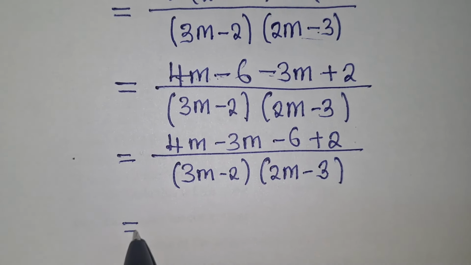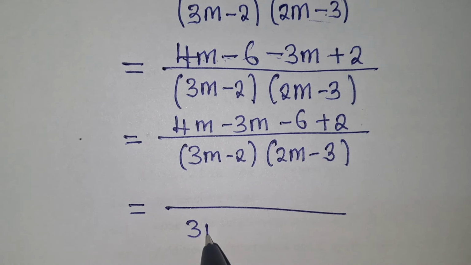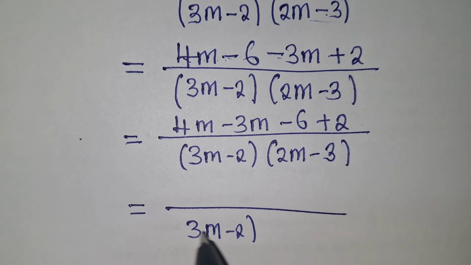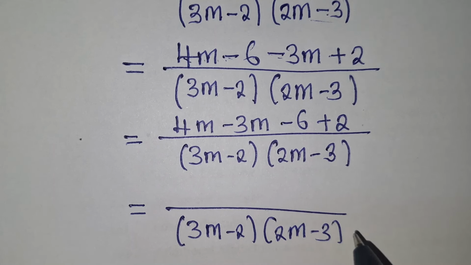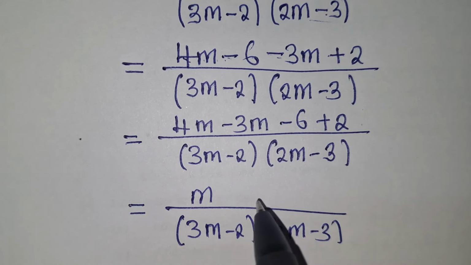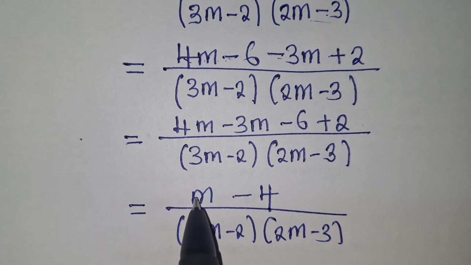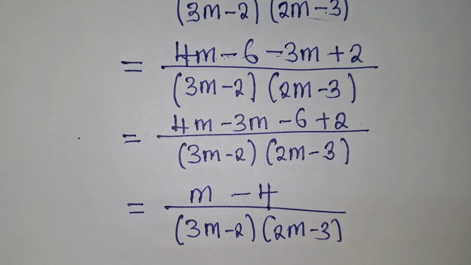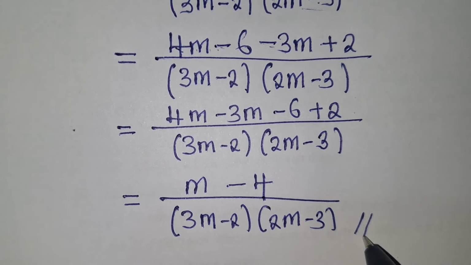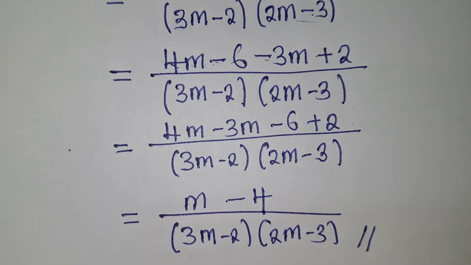So this will simply be equal to, denominator there, we maintain as usual. And for the numerator, we have m minus 4. So when we say 4m minus 3m, it will give us 1m, which is just m. -6 plus 2 will give us -4. So this is our solution for the first question, or question A.